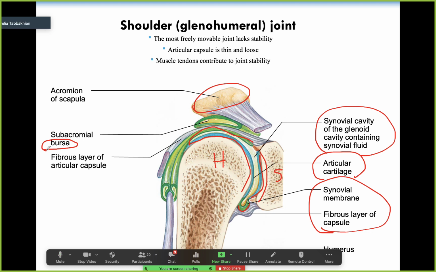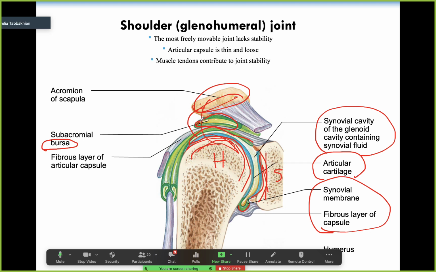A bursa is synovial membrane full of synovial fluid, and it's almost like a pocket of fluid that sits between two bones to help prevent them from grinding on each other. The acromion and the head of the humerus aren't the main interacting bones. It's the head of the humerus with the scapula that are the main interacting bones. But nonetheless, they are two bones in close vicinity, so we add a bursa in between to provide padding between those two bones.